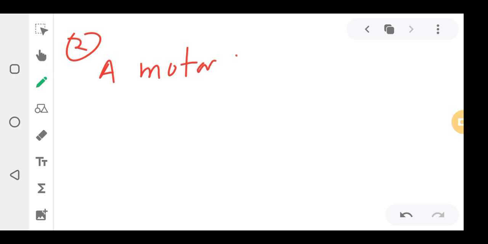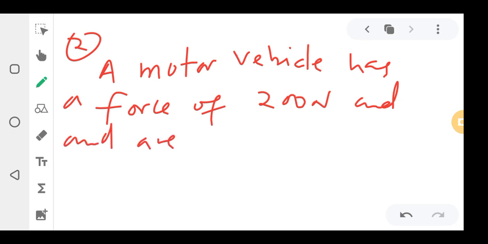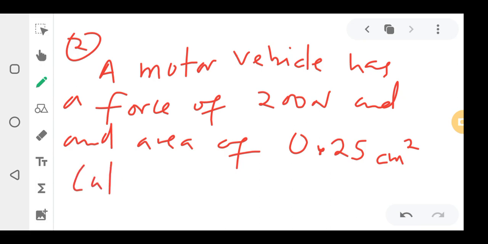A motor vehicle has a force of 200 newtons and an area of 0.25 square centimeters. Calculate the pressure.